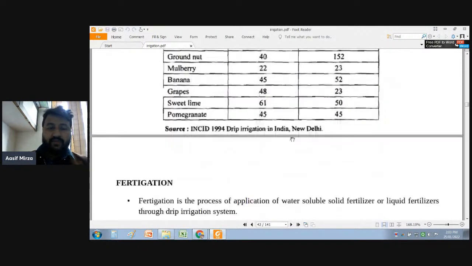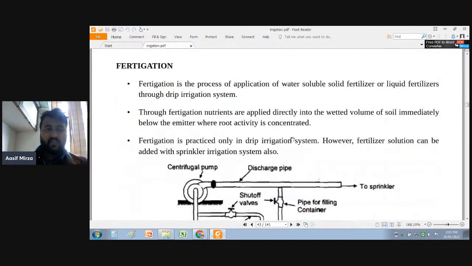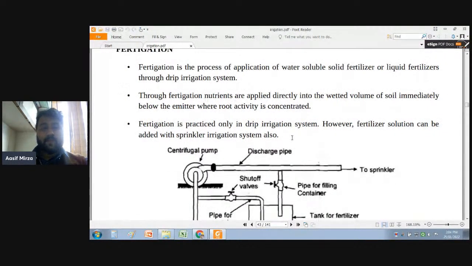Okay, so now moving toward the next topic, that is fertigation. What is meant by fertigation? Fertigation is the process of applying water-soluble solid fertilizers or liquid fertilizers through a drip irrigation system. Through fertigation, nutrients are applied directly into the wetted volume of soil immediately below the emitter, where root activity is concentrated. Fertigation is practiced mainly in drip irrigation systems. However, fertilizer solution can also be added with a sprinkler irrigation system.